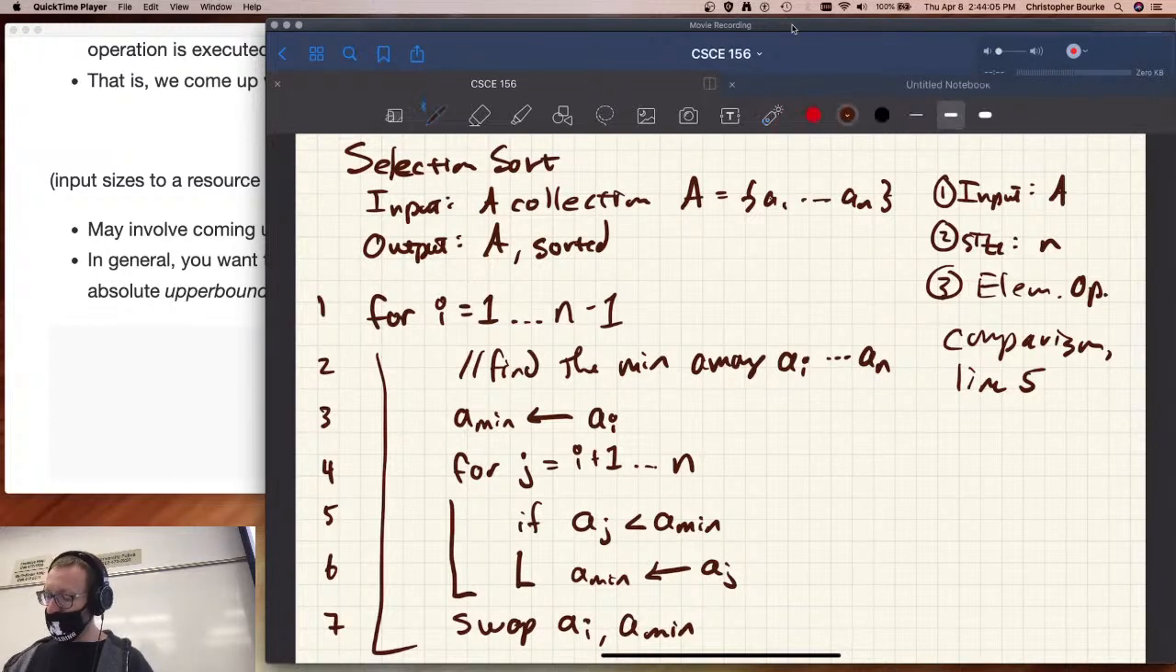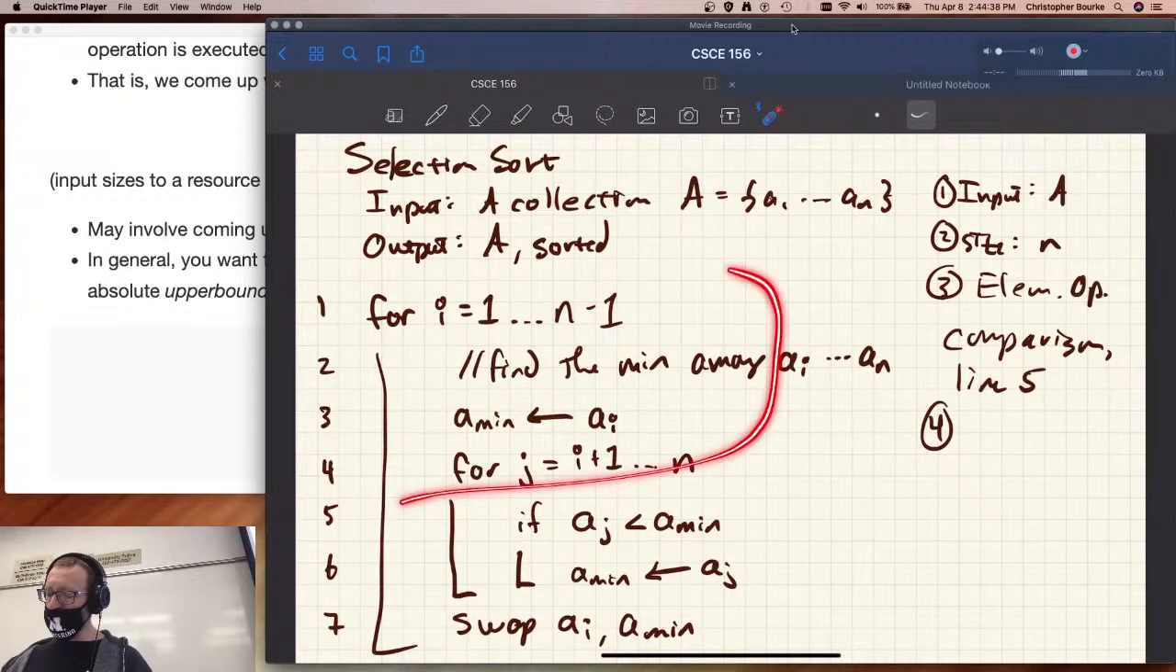Then 4. How many times is the comparison on line 5 executed with respect to the input size n? Add them all up. Now here's where the math comes in. What we're going to do is make it somewhat easy by not worrying about the algebra until later. Let's focus on line 5 first.